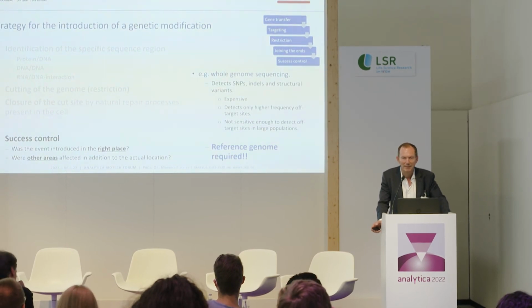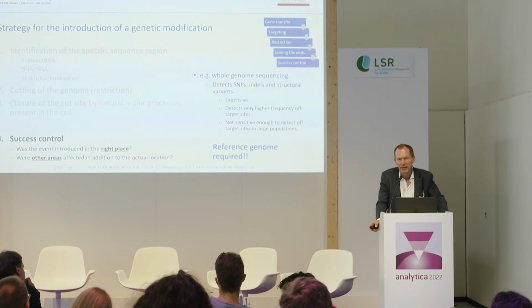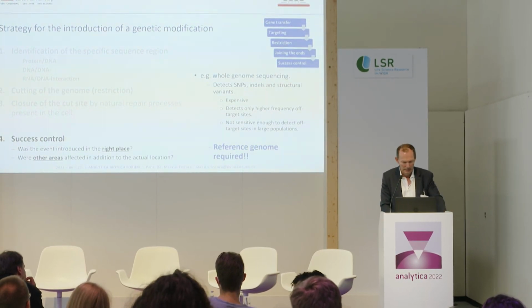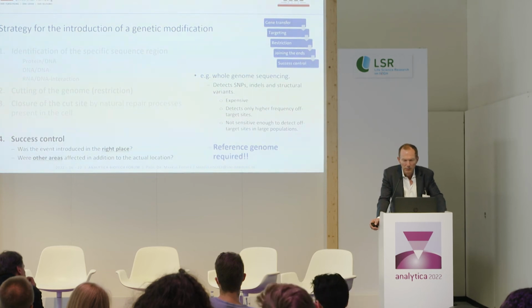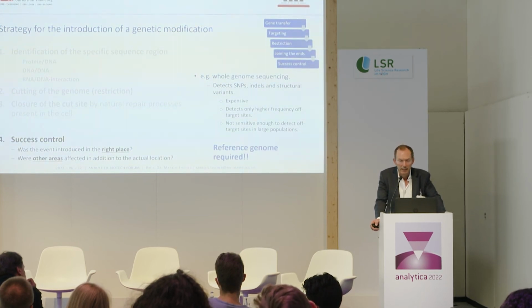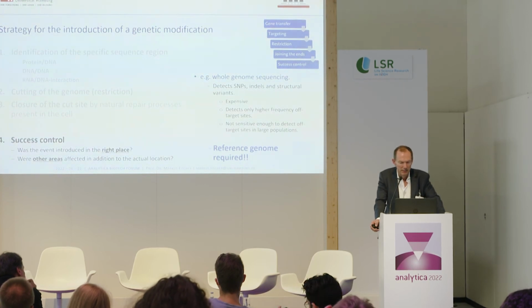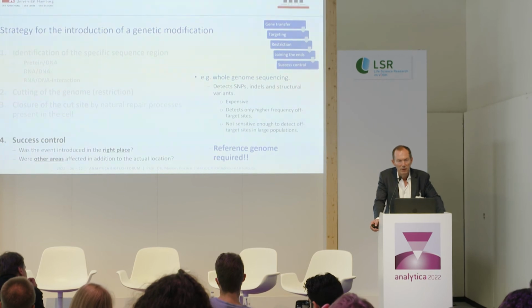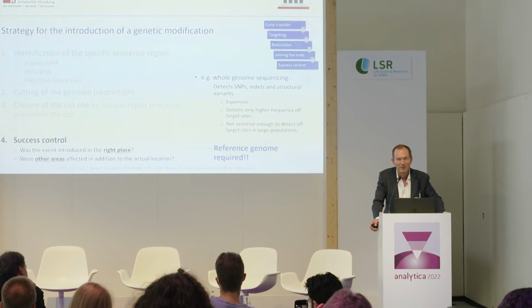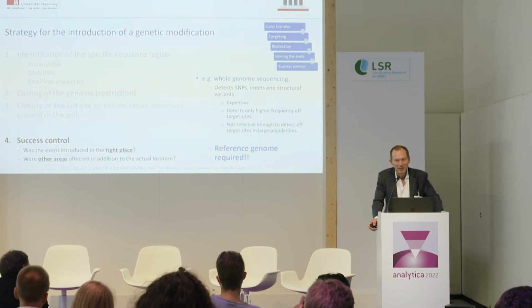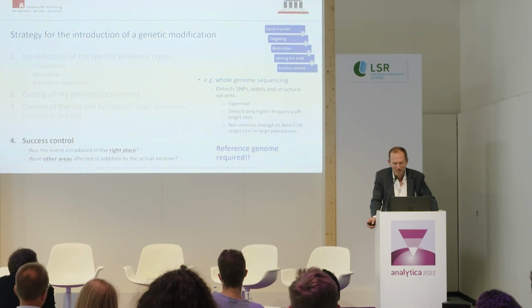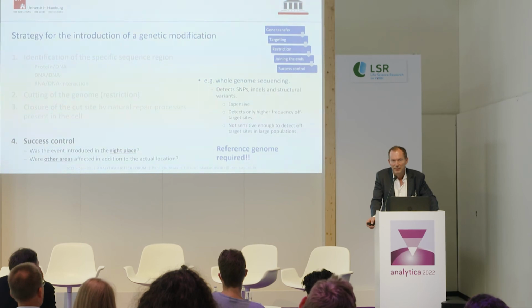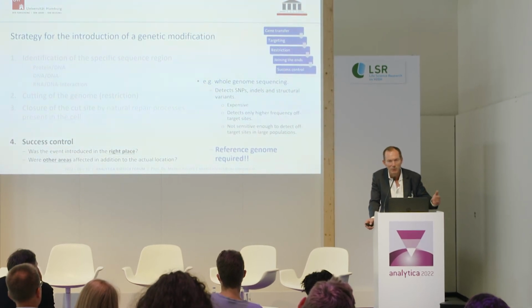So off-target means beside your site you wanted to change, you get something. So what you can do here, for example, whole genome sequences, you can detect single nucleotide polymorphism, you can detect indels, structural variants. It's very expensive because you have to do deep sequencing, because you have to be very, very sure. In terms you work with humans, in case of plants, it's also important, but it's not so important. And what you need is a reference sequence. You need the reference genome information. This has to be also very, very reliable.